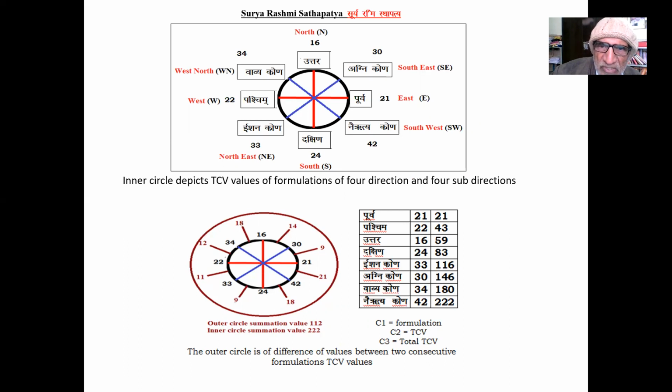The transcendental code values of these 8 formulations are tabulated. Purv as a formulation is of transcendental code value 21, Paschim 22, Uttar 16, Dakshin 24, Ishan Kon 33, Agni Kon 30, Vayve Kon 34, and Nairitya Kon 42, making a grand summation value of 222. If we take the difference values of these 8 transcendental code values, we will reach the outer circle as depicted on the computer screen.